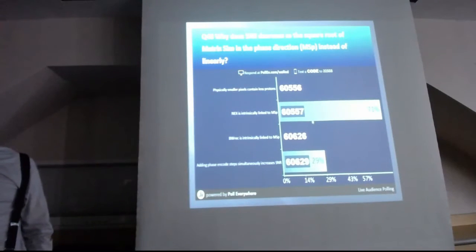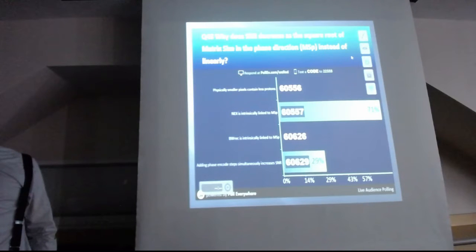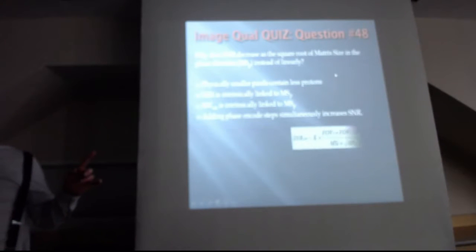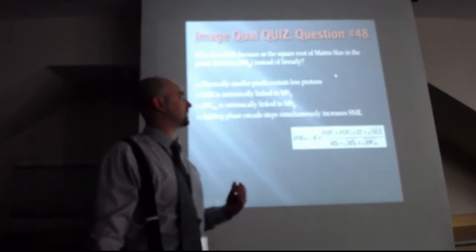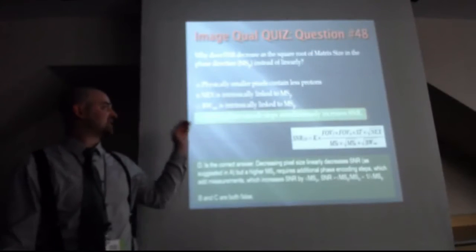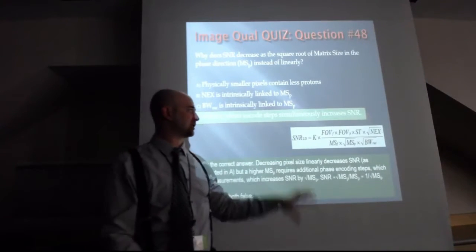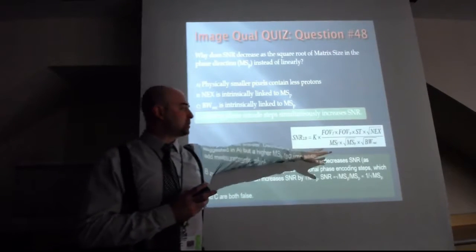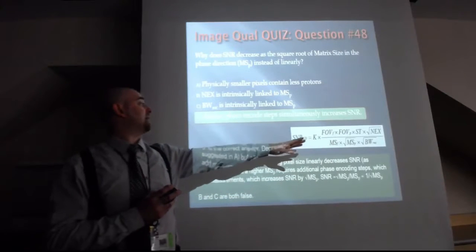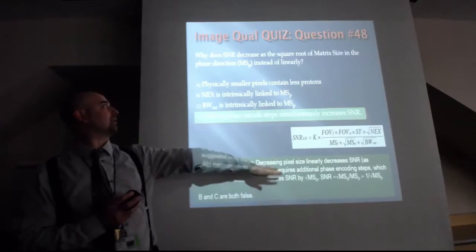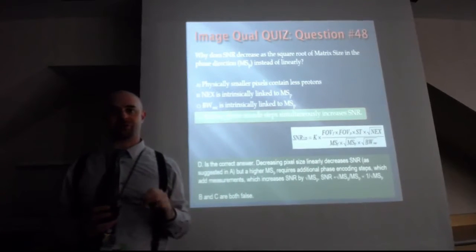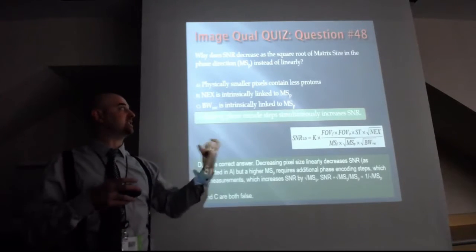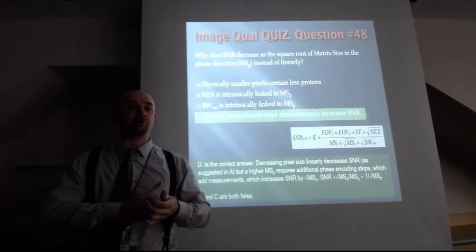Okay, so most of you said NEX is intrinsically linked to the matrix size in the phase direction. I'm glad you guys said that. That is incorrect. But I actually just realized why that can be confusing, which I didn't know before. It's because adding phase encode steps simultaneously increases SNR. So let's go over this slowly. When you double the matrix size in the phase direction, it will have less signal based on physically smaller pixels, right? But then it gives back a little bit to the SNR by decreasing the noise, right? Because you're doing more measurements.